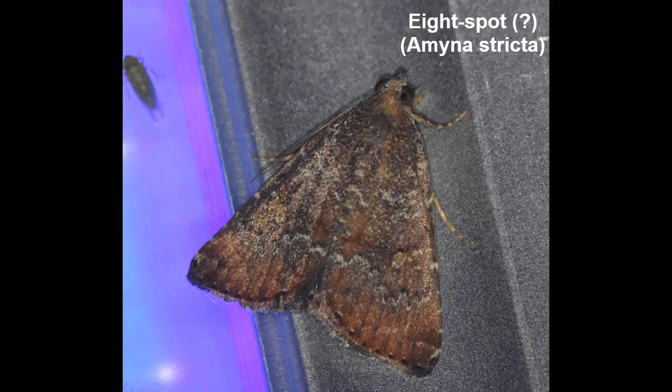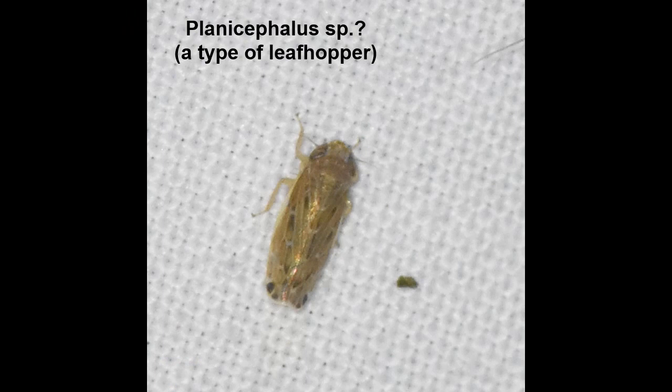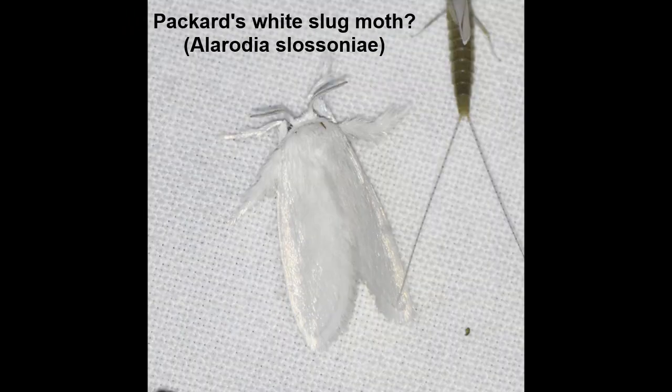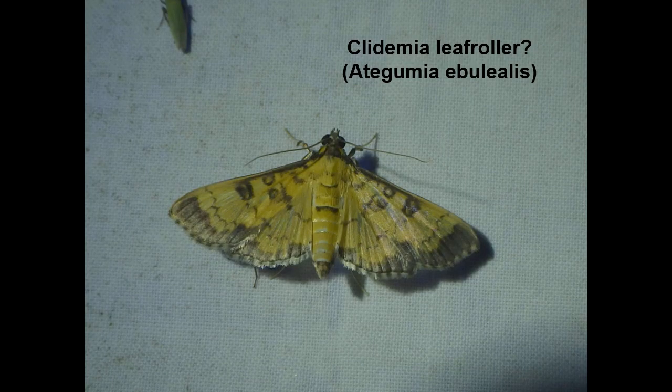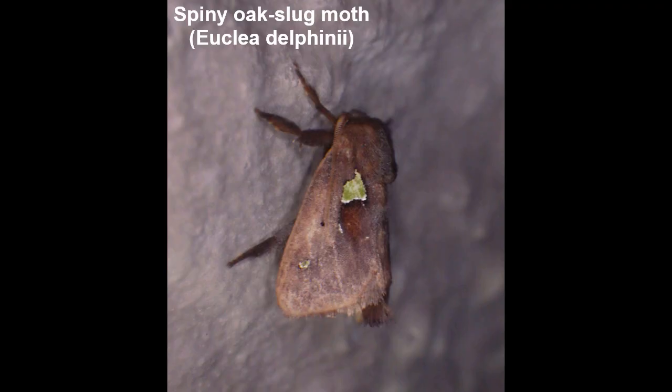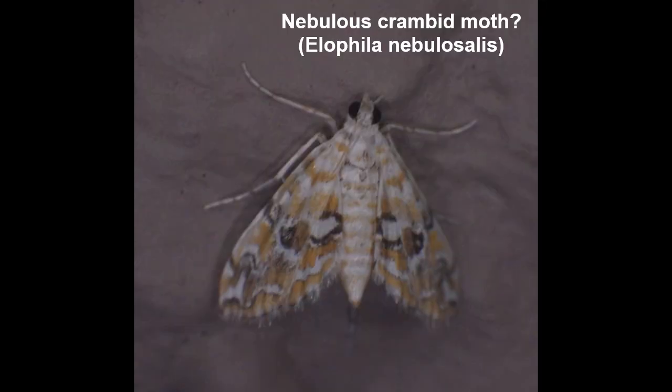This looks like it's an 8-spot moth, maybe. That was iNaturalist's suggestion. This is a type of leafhopper. You see a lot of interesting leafhoppers. Packard's white slug moth. So that was really nice to see. A Clemensia leaf roller, maybe. This was a nice yellow looking one. Spiny oak slug moth. These are also really cool, and I've seen them a few times on Loop Road. A nebulous crambid moth, another really nice one to see.